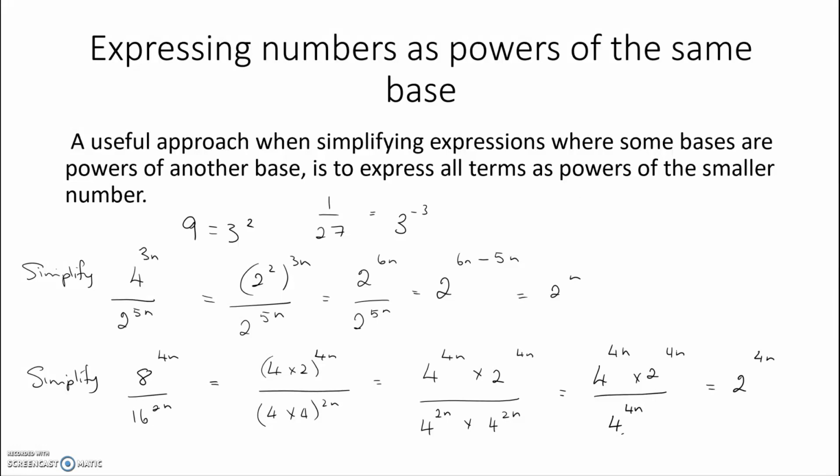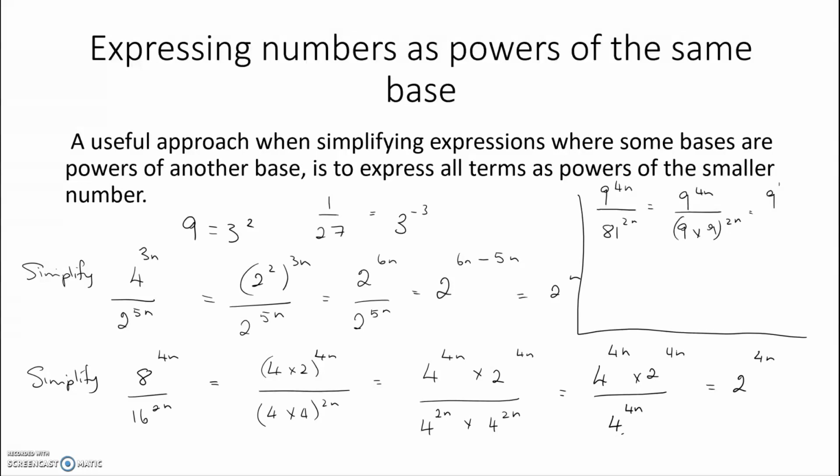I wonder if I can squeeze one more in. 9 to the power of 4n over 81 to the power of 2n. Right, let's just leave the top line for a minute and remember that 81 is 9 times 9.